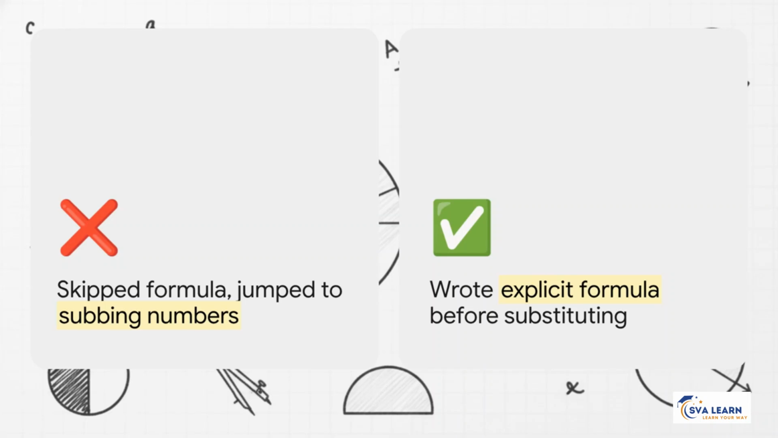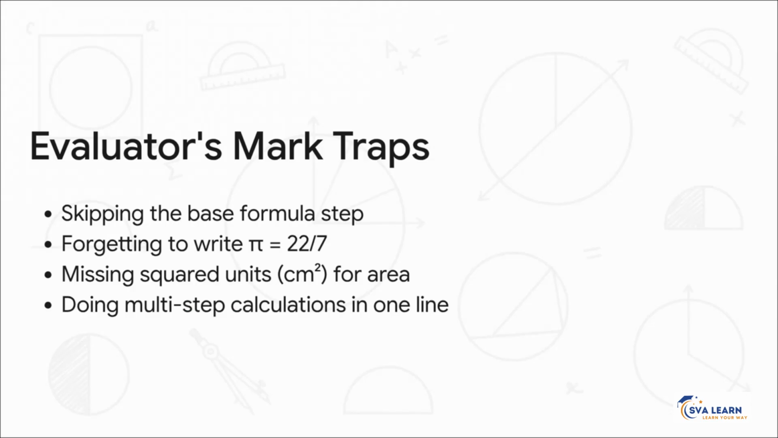But the perfect board answer? The topper explicitly writes area equals theta over 360 times pi r squared before doing any math. The evaluator instantly gives the formula half mark for that explicit step. The rushed answer runs the massive risk of losing it entirely if their final calculation is wrong, so always be explicit. I want you to burn this checklist into your memory before you walk into the exam hall.